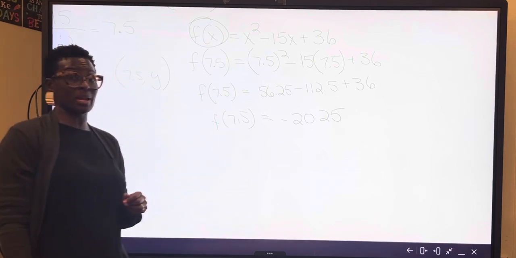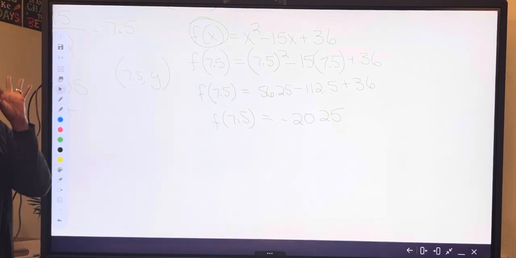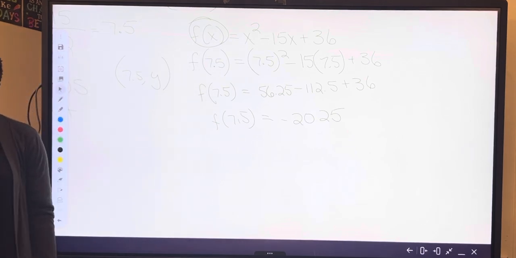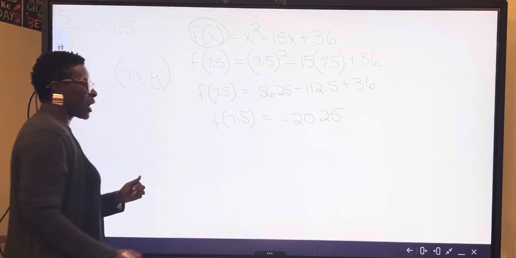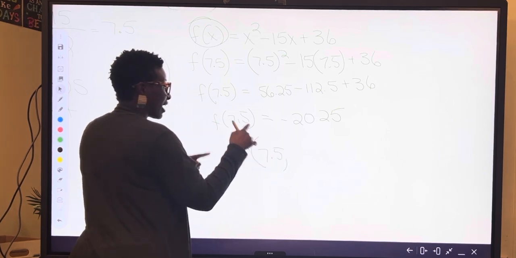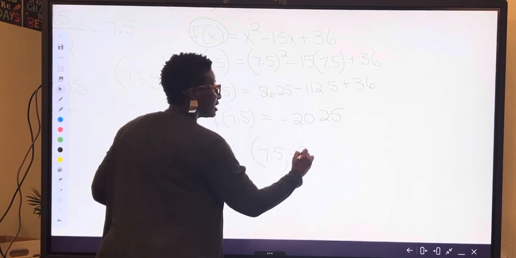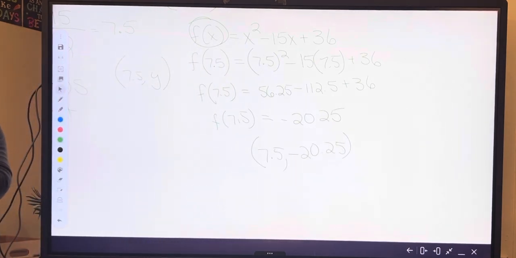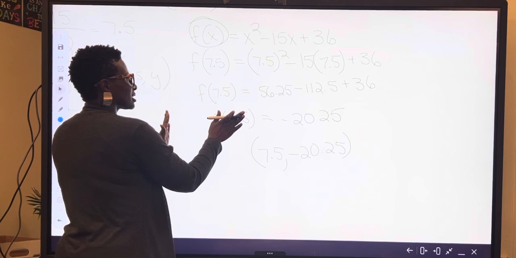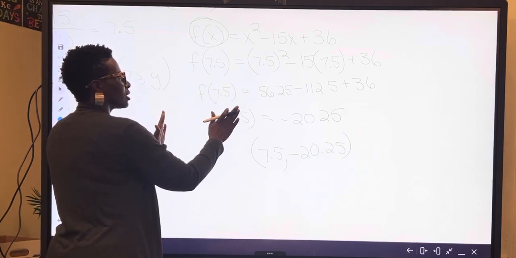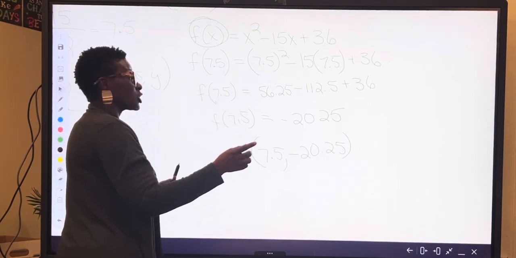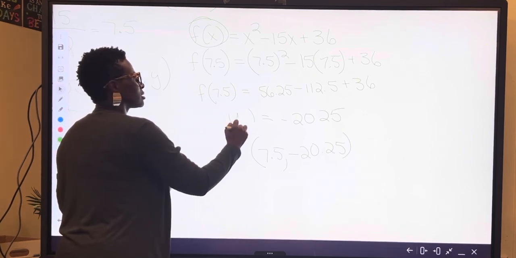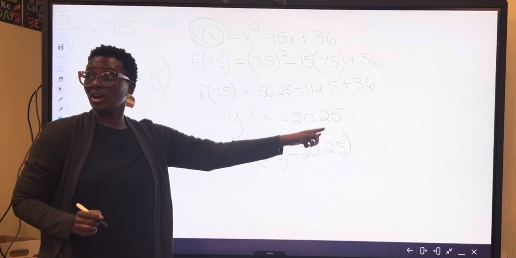Now I want you to look at that for a minute. What is the y when the x is 7.5? Negative 20.25. So what do I really have? I have 7.5 for x, comma, negative 20.25 for y. That's my y. Does that make sense? Yes. What did we say this really means? What can we replace f of x with? Y. So couldn't I just do this? Yes. So then it's y equals. Are y'all with me? Yes, ma'am.